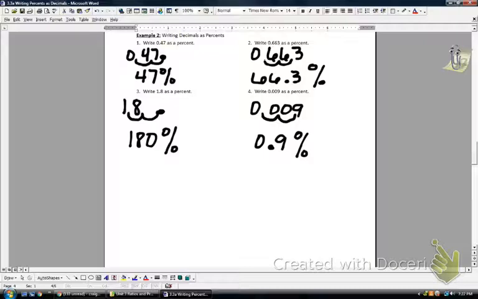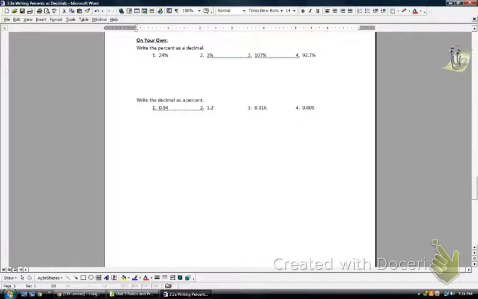And if you're having trouble or you're stuck on this, come see me in the morning. But like I say, this should be a review. All right, so you have some on your own to do. You're going to write the percent as a decimal and the decimal as a percent. Go ahead and pause the recording and fill those in, and then you can come back and check it.